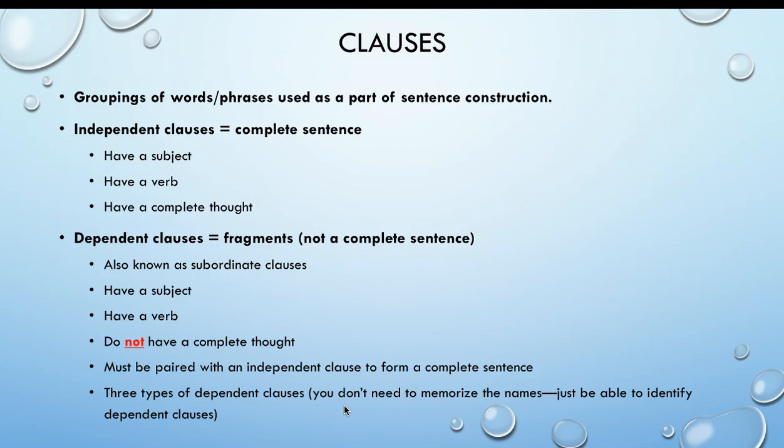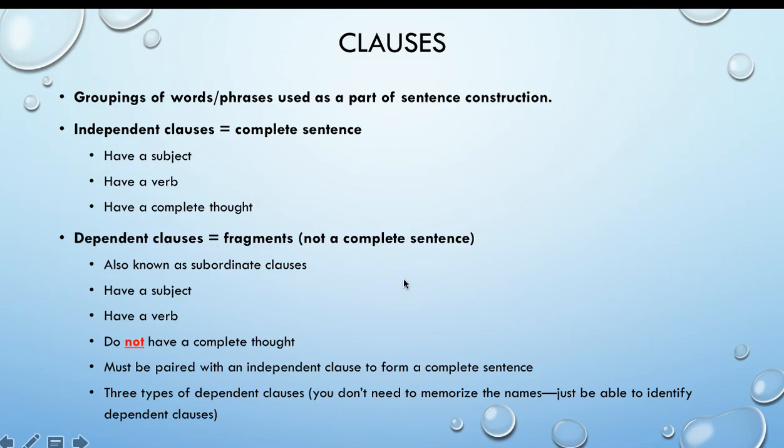You have an independent clause, which, as it sounds, can stand on its own. It's a complete sentence. And the independent clause has a subject, a verb, and a complete thought. The dependent clause, like it kind of sounds, is not able to stand on its own. It depends on another independent clause. If it stands on its own, it's called a fragment, not a complete sentence.